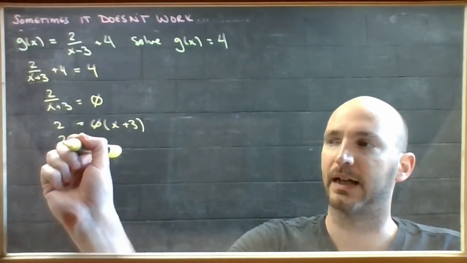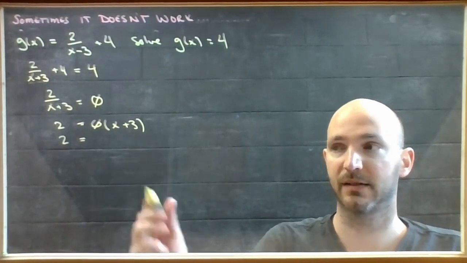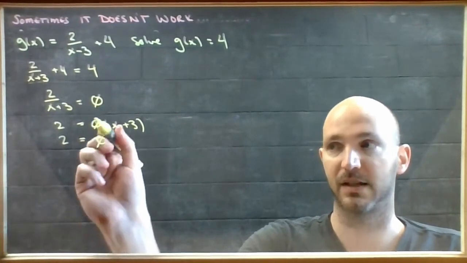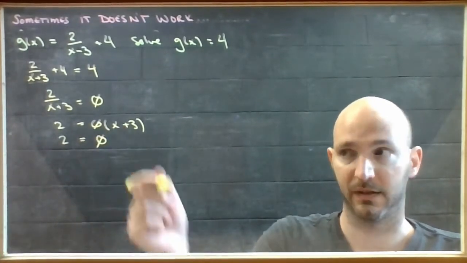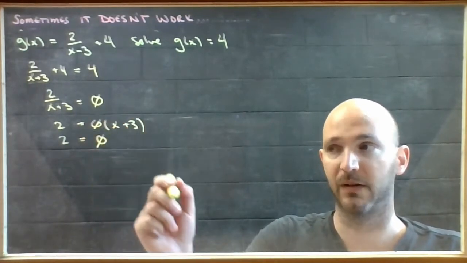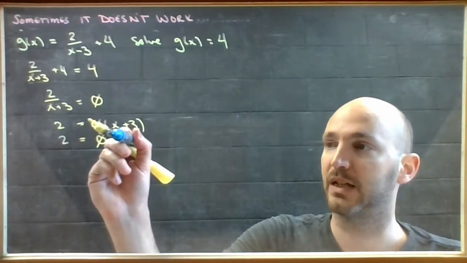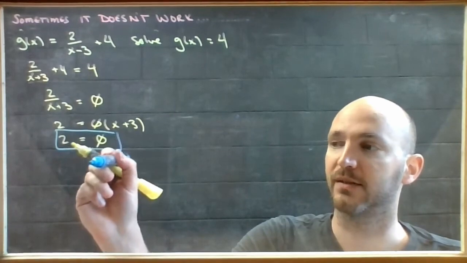Okay, and you're going to be very careful with this. 0 times x is nothing. 0 times 3 is also nothing. And 0 plus 0 gives you 0. And so I end up with this little sentence sitting on my board. 2 equals nothing, which is false.